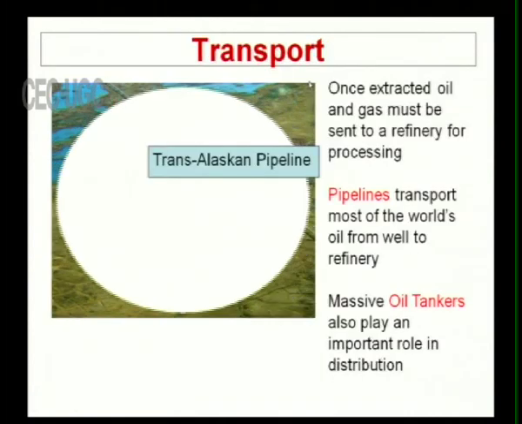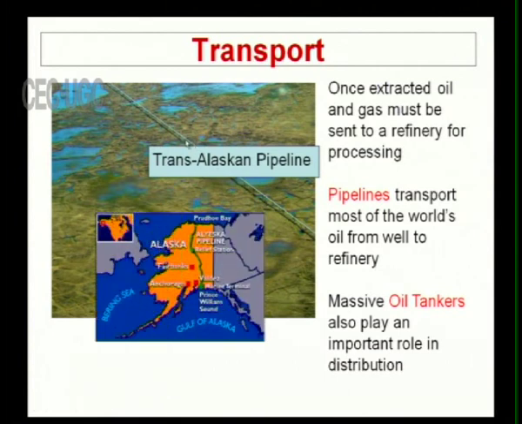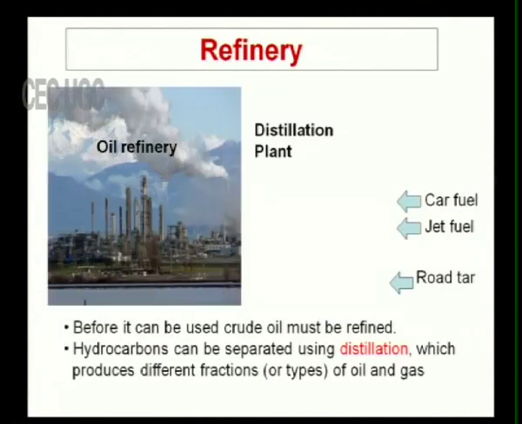And then comes, okay, the oil is extracted, and now it has to be transported to the place where it is refined. Generally the Trans-Alaskan pipeline, and through pipelines it can be taken, and oil tankers also, massive oil tankers, are playing an important role in the distribution. This process is also causing a lot of impact or damage to the environment, and then it goes to the refinery.